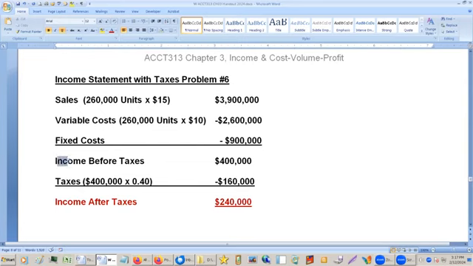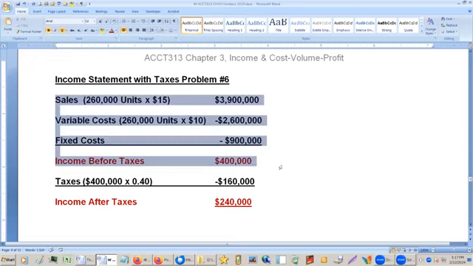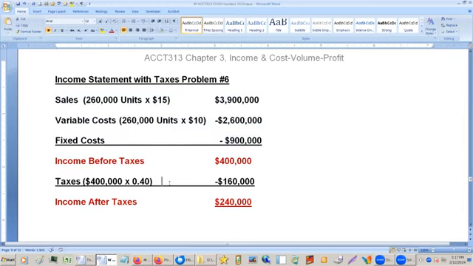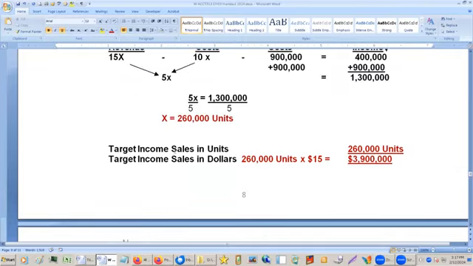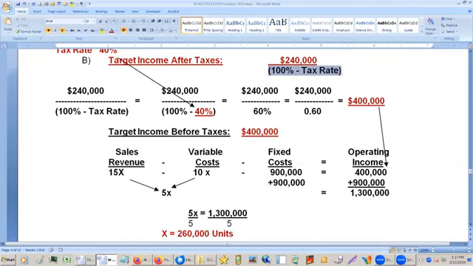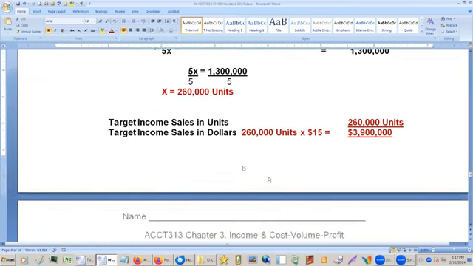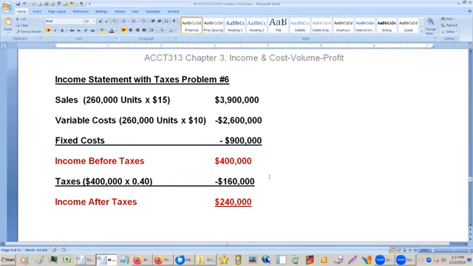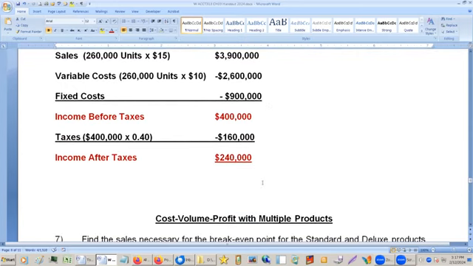Now we have to make more than 240,000 because the government's going to take some of it. So that's why we have this kind of conversion thing that we have to do above. Because this is what's in our equation. This down here isn't. There's other ways to solve this, but usually the quickest one is just to divide by 100% minus the tax rate. So we have to get the income statement for that one.